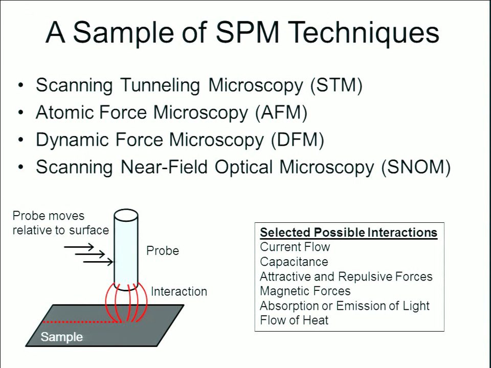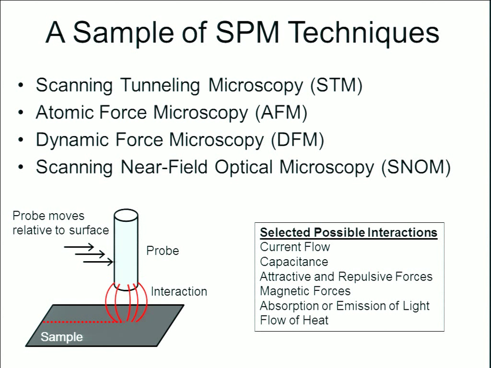So as we said, there are a variety of different scanning probe microscopes. We can think of that as a family, scanning probe microscopy. Some examples would be a scanning tunneling microscope, an atomic force microscope, dynamic force microscope, and scanning near-field optical microscope. And there are actually a little bit over 24 different types of scanning probe microscopes.